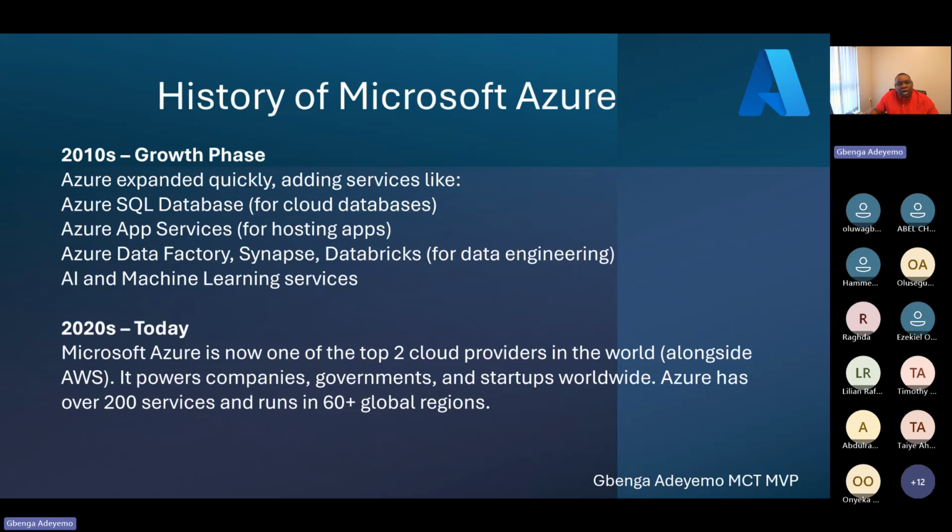Now, Microsoft Azure powers a lot of companies, governments, and startups worldwide. Azure has over 200 services. Imagine that. That's why they call it platform as a service, or is it platform as a service? Sorry, right? And it runs in 60 global regions. We're going to explain that when we talk about data centers, right?